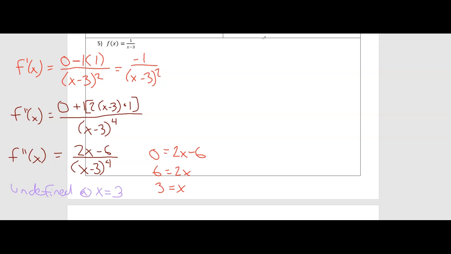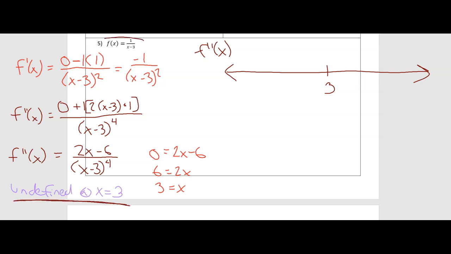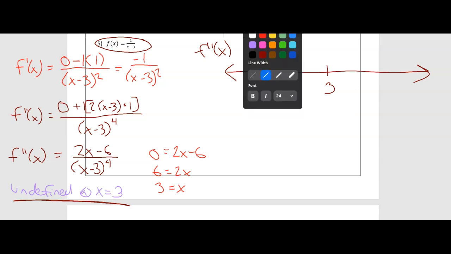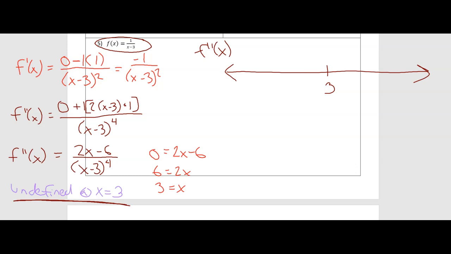Now, here's the thing. When we are creating our little number line, where we list our critical points for f double prime, we also have to take into consideration what's going on with our original function. So our second derivative is undefined at x equals 3, but our original function is also undefined at x equals 3. So this is a point that we are going to place in our number line, but it's not going to be a possibility for a point of inflection because our original function is undefined at that point. It does not exist. So we're still going to use it to break up our intervals, but just know that at the end, it doesn't matter if the f double prime changes signs at this point, it cannot be a point of inflection.